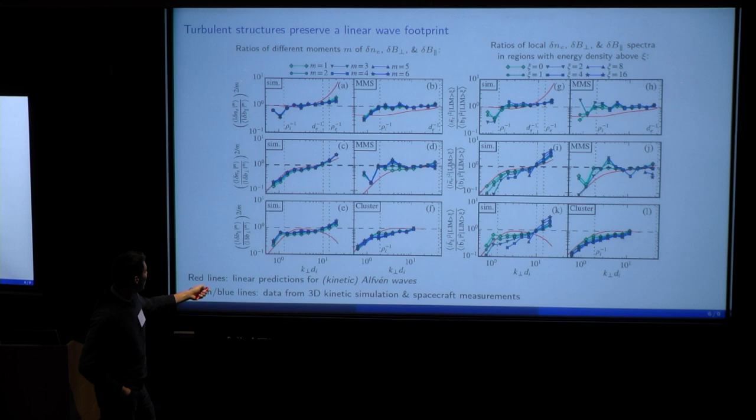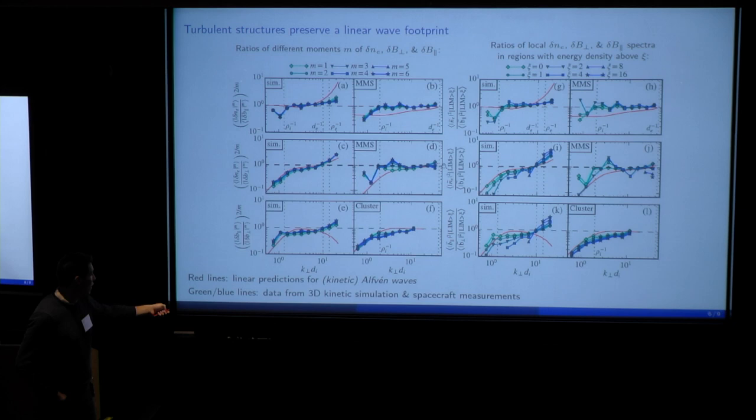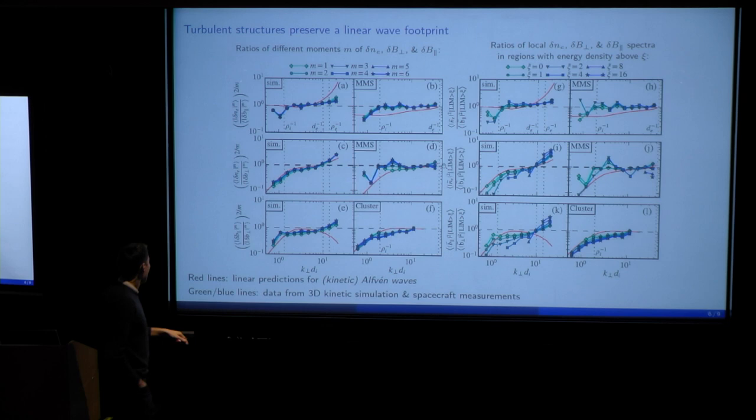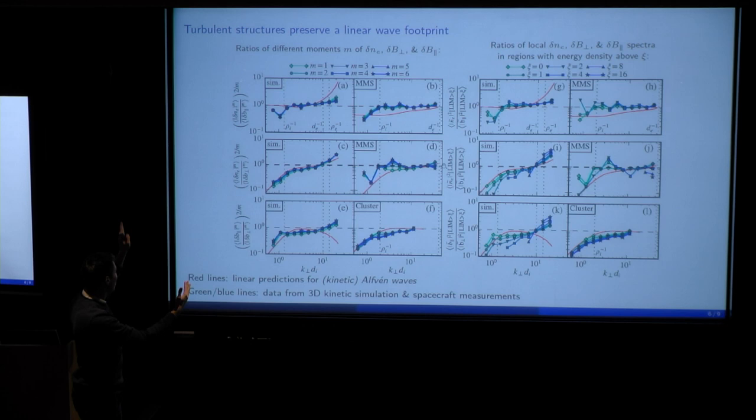The red lines are the linear wave predictions for kinetic Alfvén waves. The kinetic range that we're mostly interested in is in between those vertical dotted lines in the picture. The first vertical dotted line is the ion kinetic scale, and the ones on the right are the electron kinetic scales. So we're interested in this range of scales.